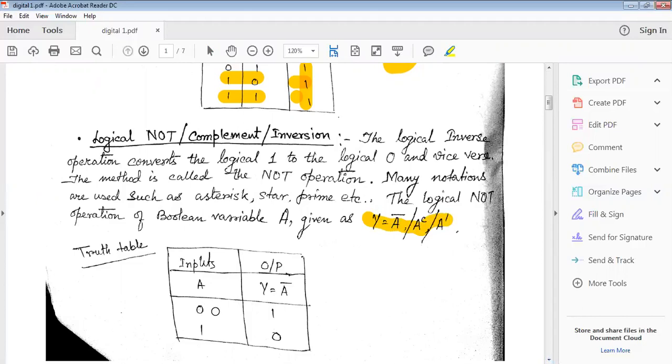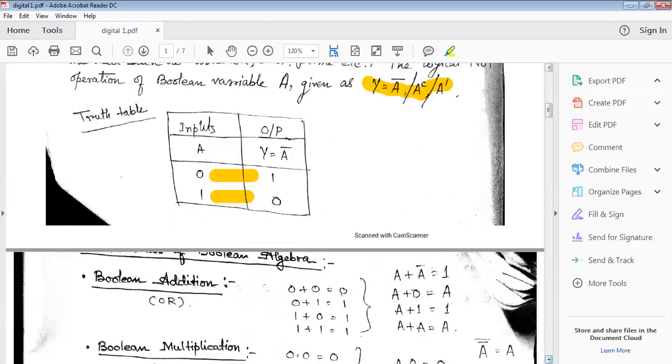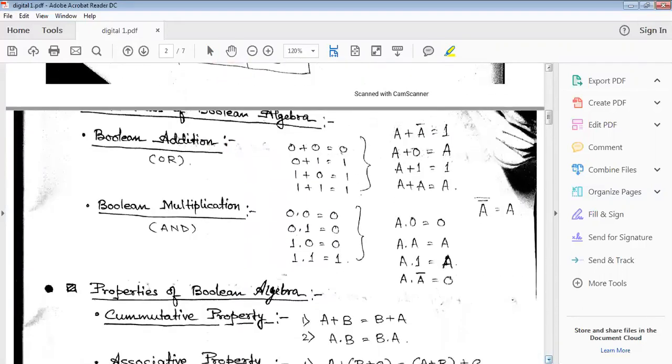If the input is 0, output will be 1. If the input is 1, output will be 0. Basically, it acts as inverter. It will be the logical inverse operation actually. This is the function of logical NOT operation. Well, now I am going to some Boolean algebra rules.